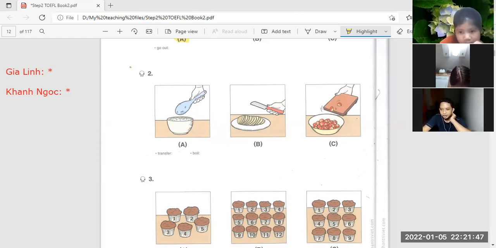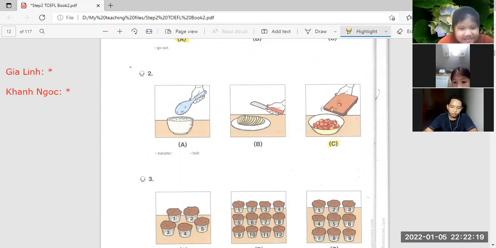Okay, do you want to change your answer, Yelling? I think it's C. All right. What about Kangak? What is your answer, Kangak? My answer is B. All right. So the correct answer is C. Yelling got 1 star.